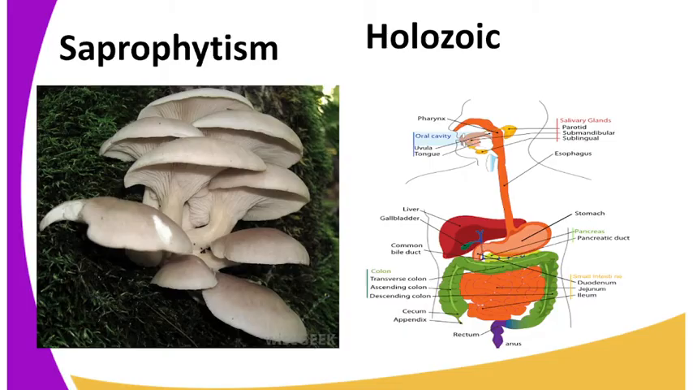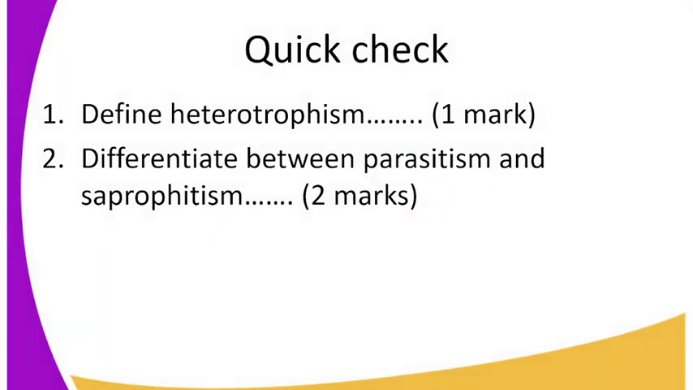We've come to the end of our lesson, and I hope you've learned a lot. You've learned how to define heterotrophism. You've learned that heterotrophism involves feeding on already manufactured food.